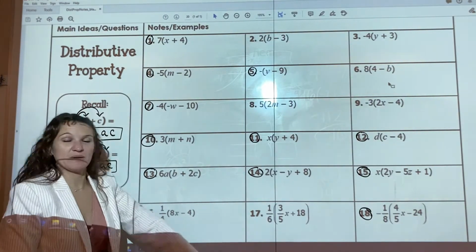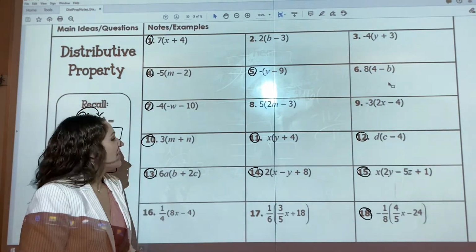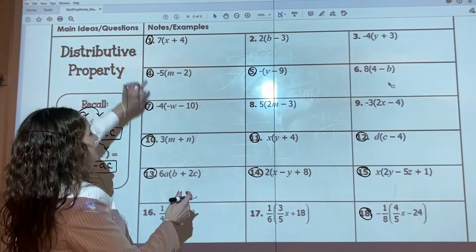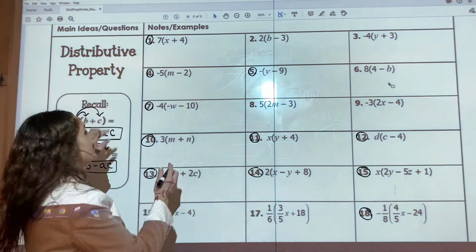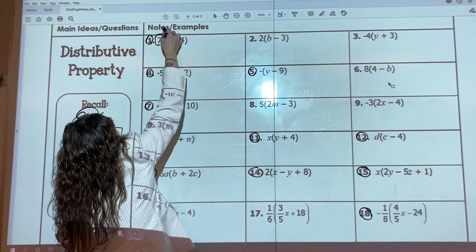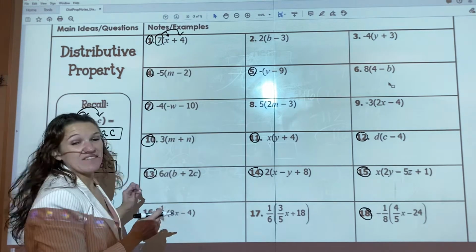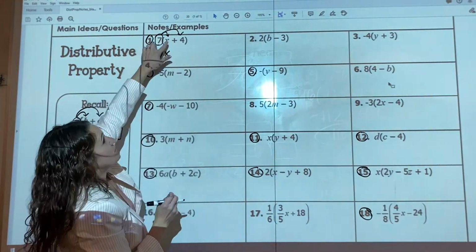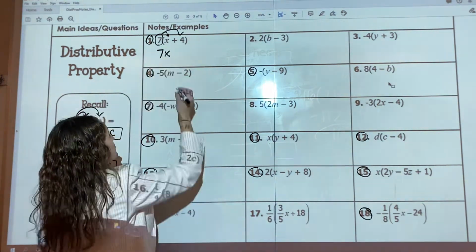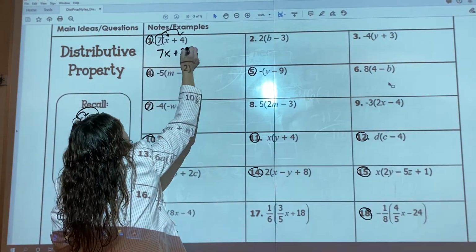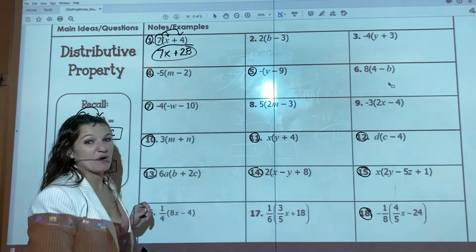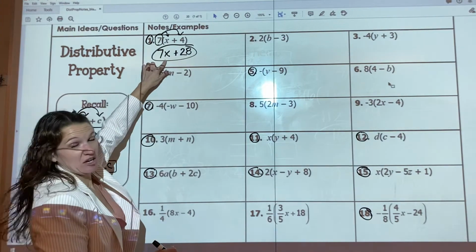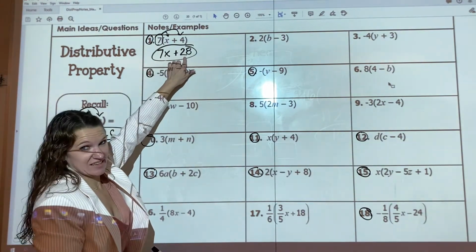I've circled some examples I'd like to go through with you today, and then I'll let you try the rest of them on your own. So let's go through the first one. All right, so this time, we're going to be distributing a 7. So 7 times x gives me 7x. 7 times a positive 4 gives me a positive 28. Remember, I can't combine these two because they're not like terms. This has a variable, this one does not, so that's a constant.